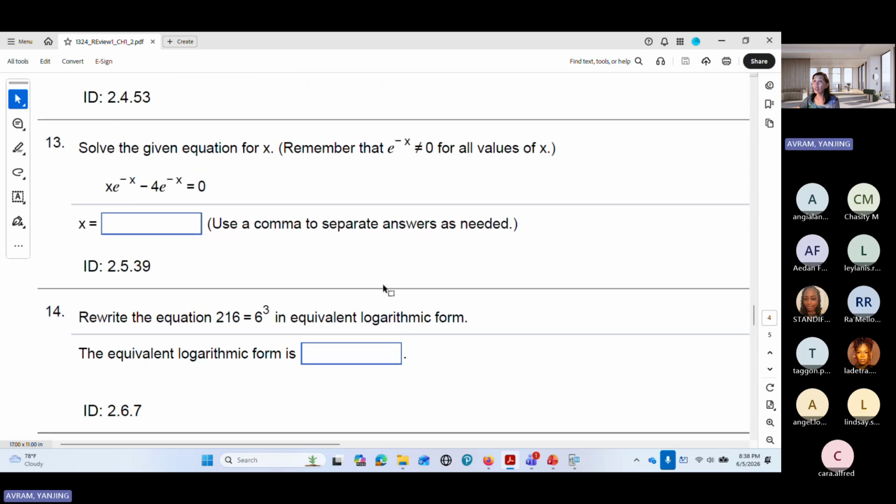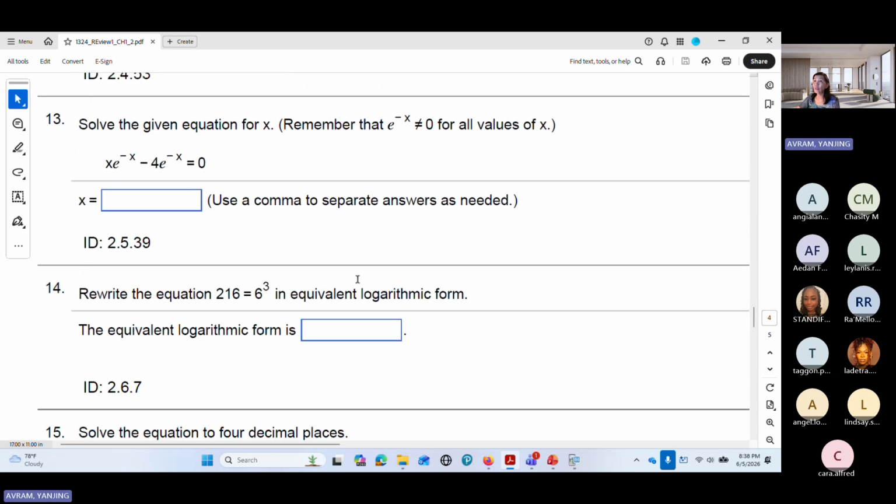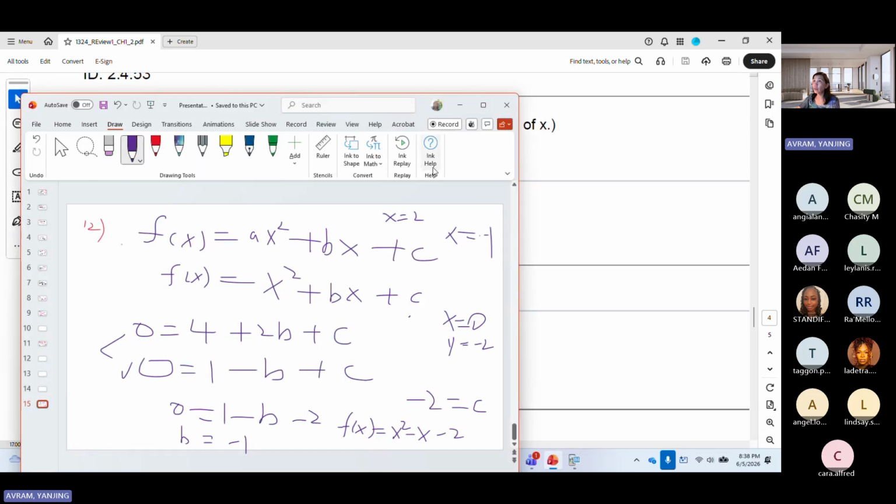All right, number 13, this is just for your exercise only, okay? Solve the given equation for x, okay? All right, so how do we solve this one right here?